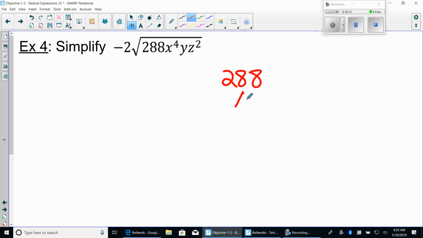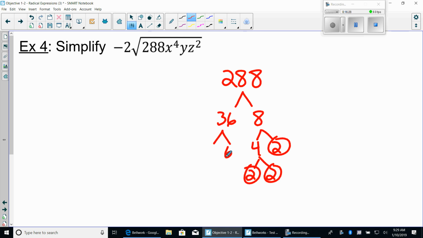All right, 288 breaks down into 36 and 8. 8 breaks down into 4 and 2. 4 breaks down into 2 and 2. 36, I'm going to do 6 and 6. And then 2 and 3. And then 2 and 3. And here's what I'm telling you. If I had this one on the test, what would I make sure that I do?